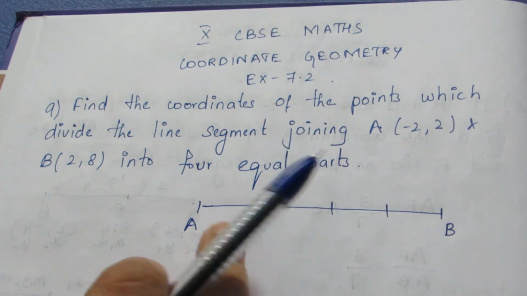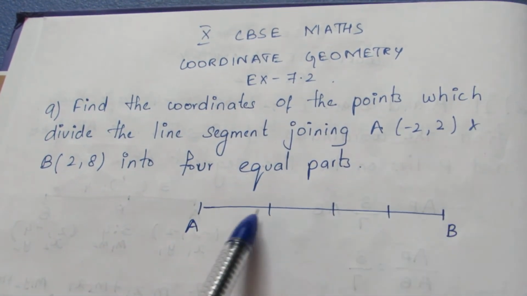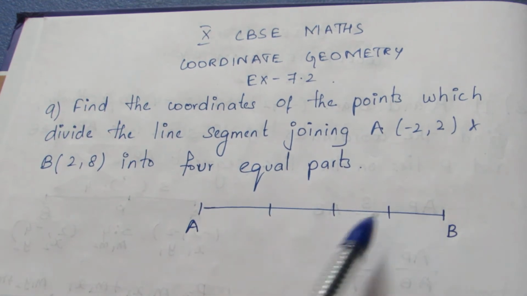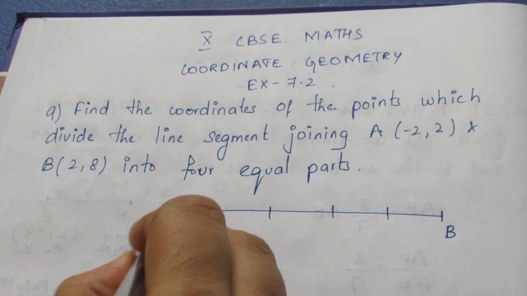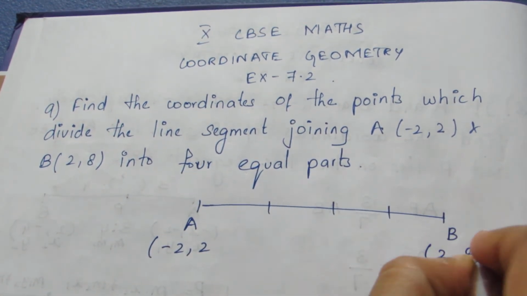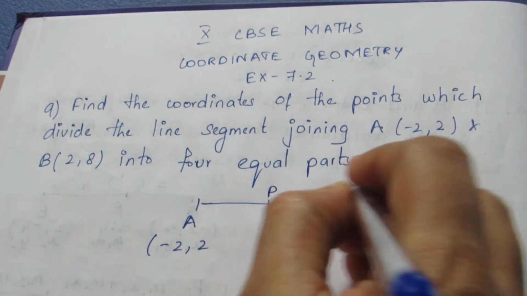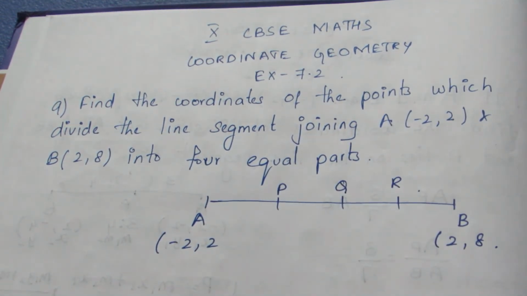4 equal parts means here is one part, here is another one, here is another one. So 1, 2, 3, 4 equal parts means 3 points in between them. They have given A to be (-2, 2) and B to be (2, 8). Let us take the points to be P, Q, R.